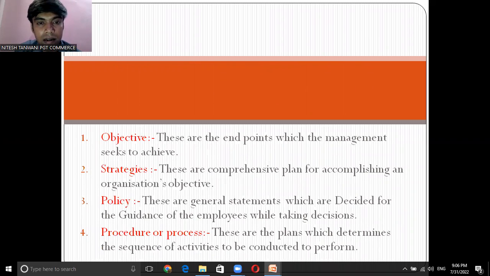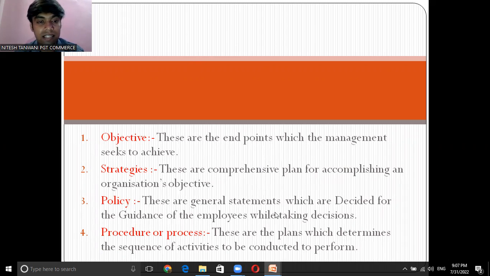These are the end points which the management seeks to achieve. So we can say that the management seeks to achieve the end, that is the target, their aim, that is called objective. Strategies, these are the comprehensive plans for accomplishing an organization's objective, how to achieve the target. A strategy is a comprehensive plan which management makes, how to achieve the objective.